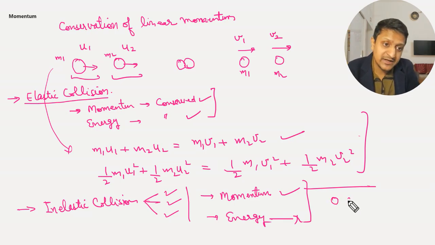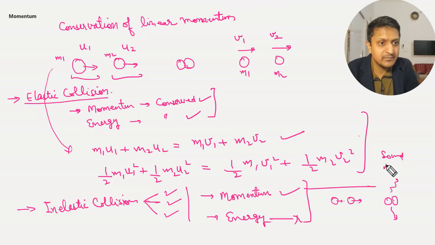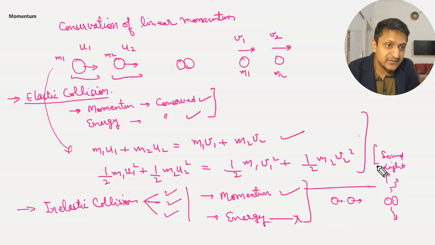Basically, when they collide with each other, there may be some sound, there may be some light. So basically, the energy got wasted here, because we know that energy can never be created nor destroyed. So how can we say that energy is not conserved? See, energy is conserved in total, but energy is wasted in light and sound or something.